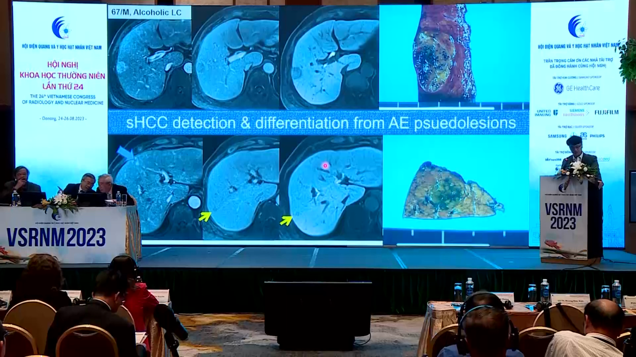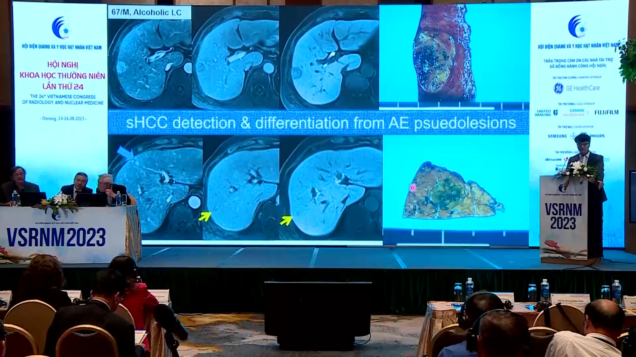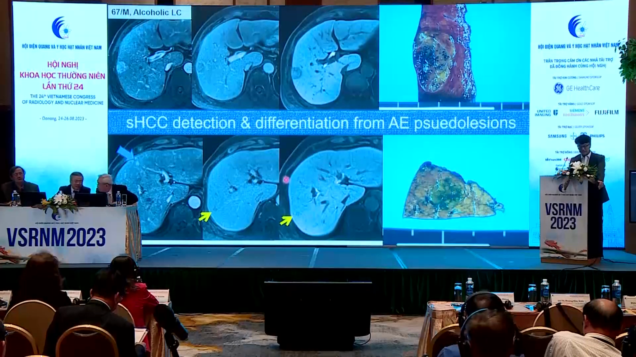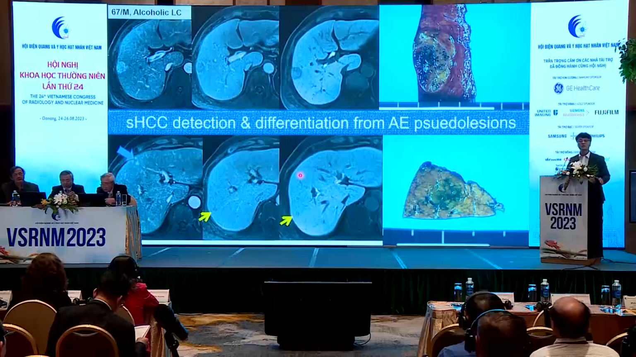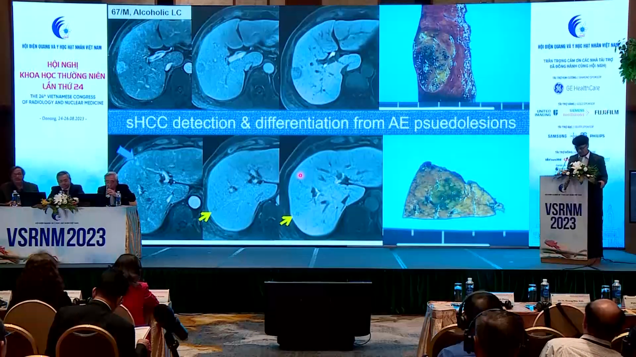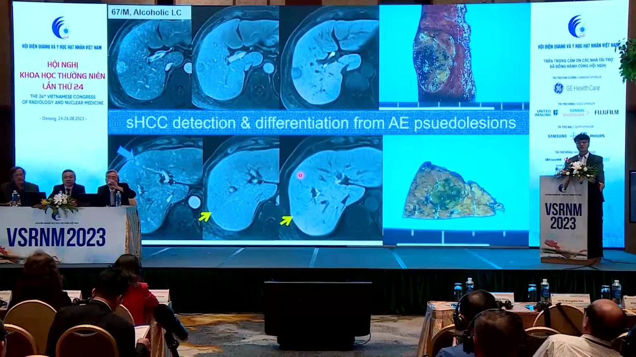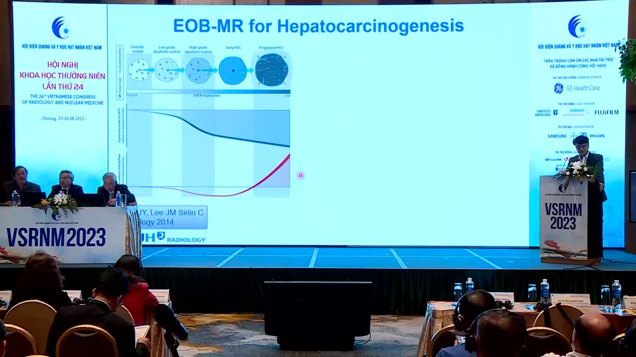And this posterior one was confirmed as an HCC, a 5 millimeter HCC, and in this area, there was no tumor on intraoperative ultrasound. So that means we can easily differentiate AP shunt versus a small HCC, which is very beneficial for making accurate staging of HCC.